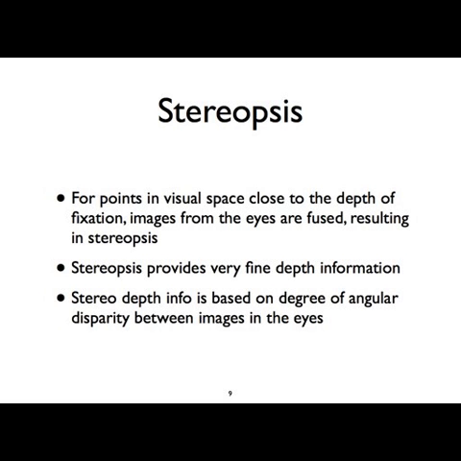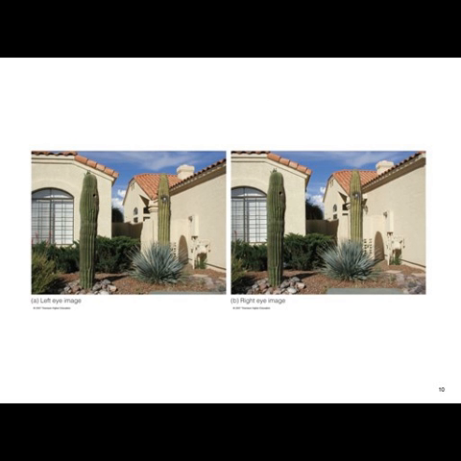Stereopsis provides pretty fine depth information, and stereo depth information is based on the degree of angular disparity between the difference in the two eyes. So if you have two different images like this, and you present them to the left eye and the right eye respectively, then you should be able to come up with a perception of depth. And this is basically the whole concept behind 3D.